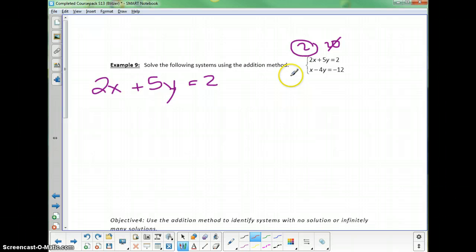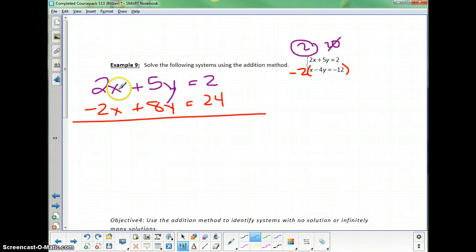I need to multiply the bottom equation by, well, it's 1 right now, so if I multiply it by 2, it will be a 2. I don't want it to be a positive 2, though. I need it to be a negative 2, so that one of my 2's will turn out to be positive and the other one will turn out to be negative. So I'm going to multiply by negative 2. That's going to change this to a positive 8y and a positive 24.